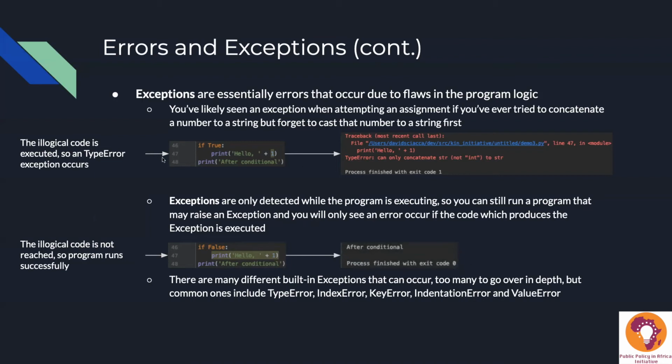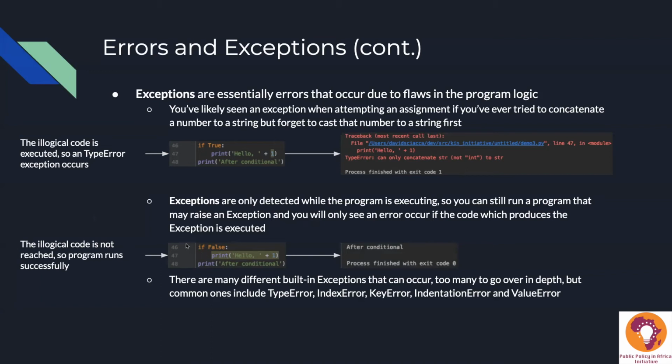So if you look up here at this one, I have my print after conditional. It never printed after conditional to the console. It just immediately errored out and exited the program. So any code that was after the code that raised an exception is never executed, never evaluated, so we never see the output here. But in this particular case, even though I have code that would produce an exception, because that code was never executed, an exception never occurs.